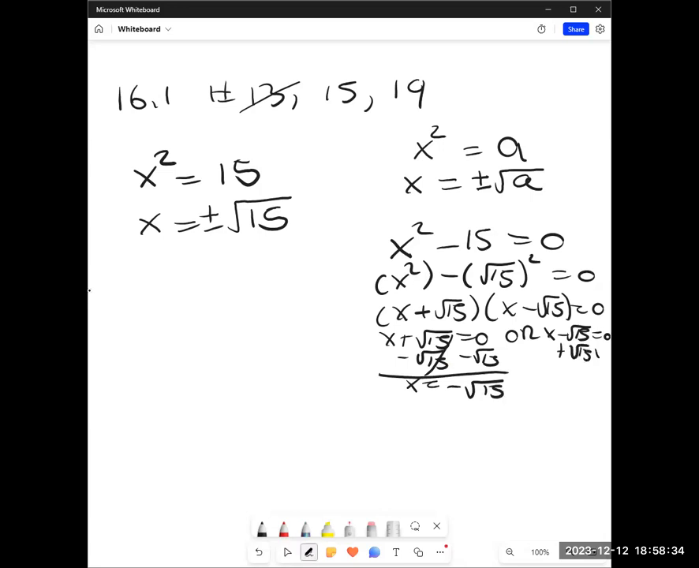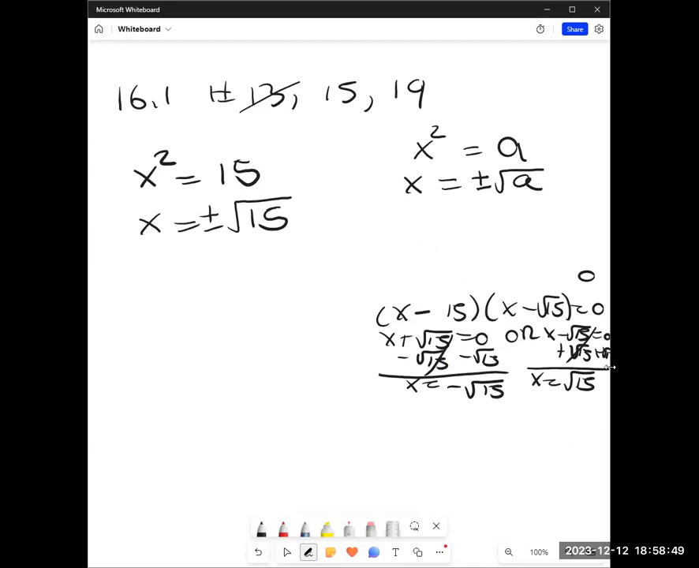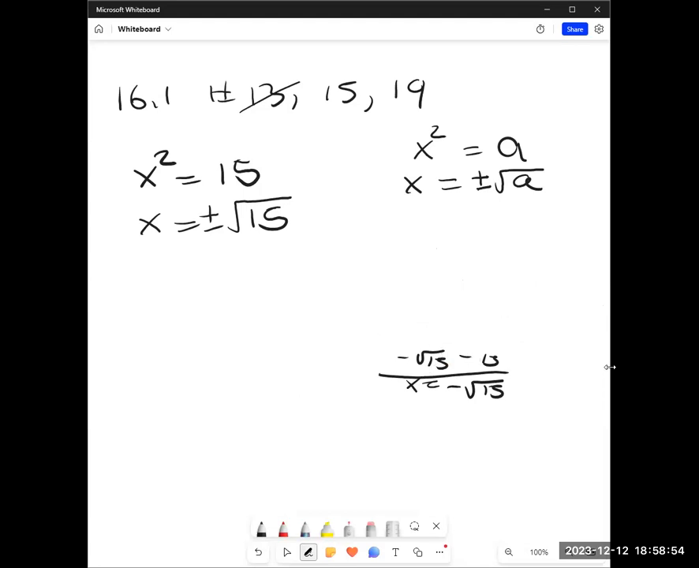Here we would add root 15 to both sides. X equals positive root 15. And we would get both of our answers, and we wouldn't have to remember the plus or minus sign. It's a few more steps, but it helps us to see all those things, and it's going to be really important if you take calculus to be able to break things down into factors like that. So, all right, let's go ahead and look at our next problem here, which is x squared is equal to 1/9.